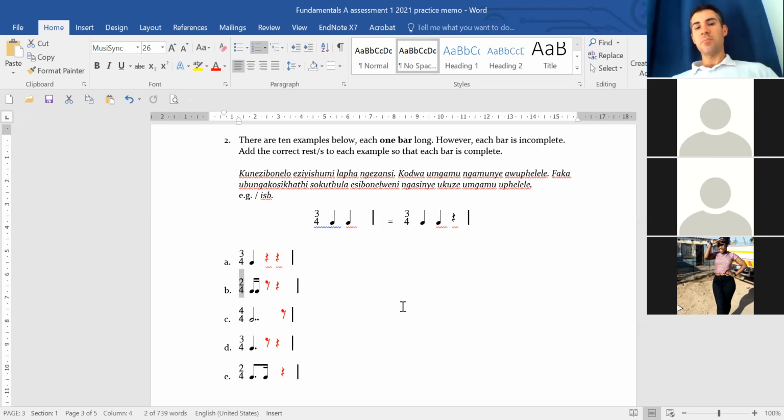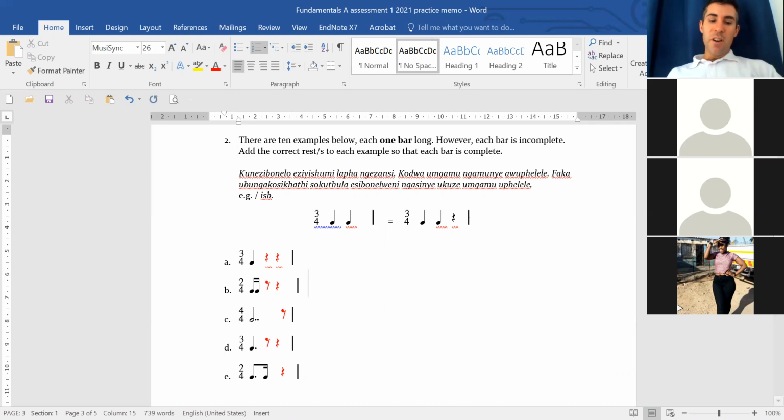Now, 2, 4. What does 2, 4 tell us? Two crotchet beats per bar. So each bar must be worth two. What notes have we got here? Semiquavers, yes. How much is one semiquaver worth? A quarter, correct. So a quarter plus a quarter. And what does a quarter plus a quarter equal? A half. So far we've got a half, but we need two. So what is two minus a half? 1.5, yes. And here is where the trick comes.